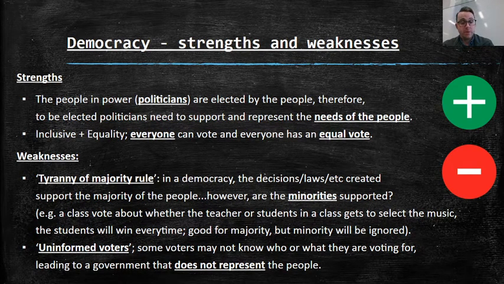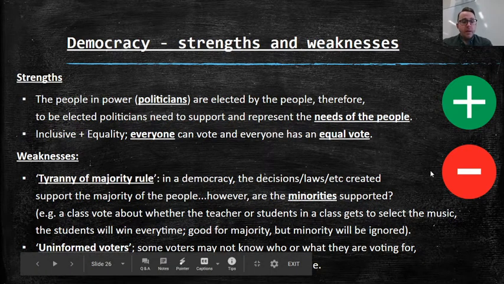In theory, a democracy is inclusive. It promotes equality. Everyone can vote, and the important thing is that everyone has an equal vote. It wouldn't really be a fair democracy if you all had one vote, but everyone in Western Australia, their vote counted for 100 votes each. That wouldn't really be fair. But everyone has an equal vote, and everyone can vote in a democracy, as long as you're above 18.